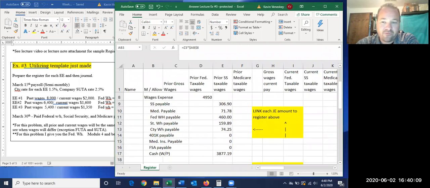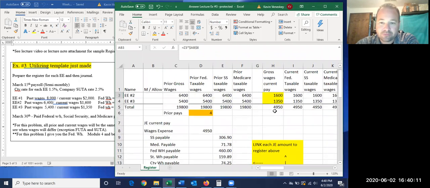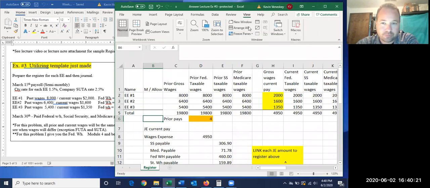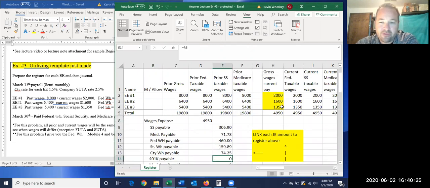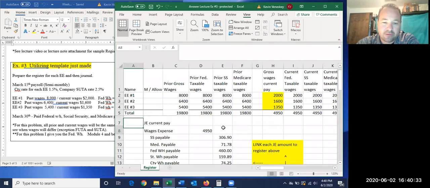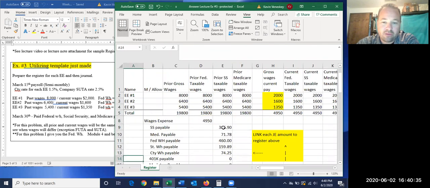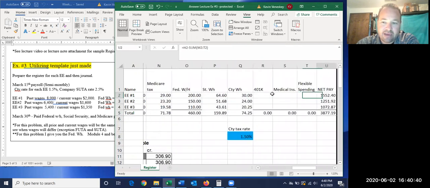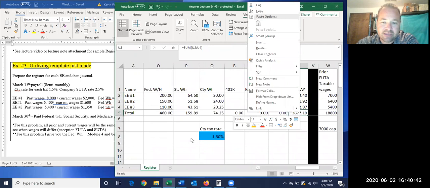Got the $49.50 of our wages. And let's go ahead and put this as a freeze pane. So I got the $49.50, that matches. Social Security of $306.90, yep, that's there. Medicare, all of these match up. Pay of $38.77, let's make sure that matches up. Yep, $38.77.